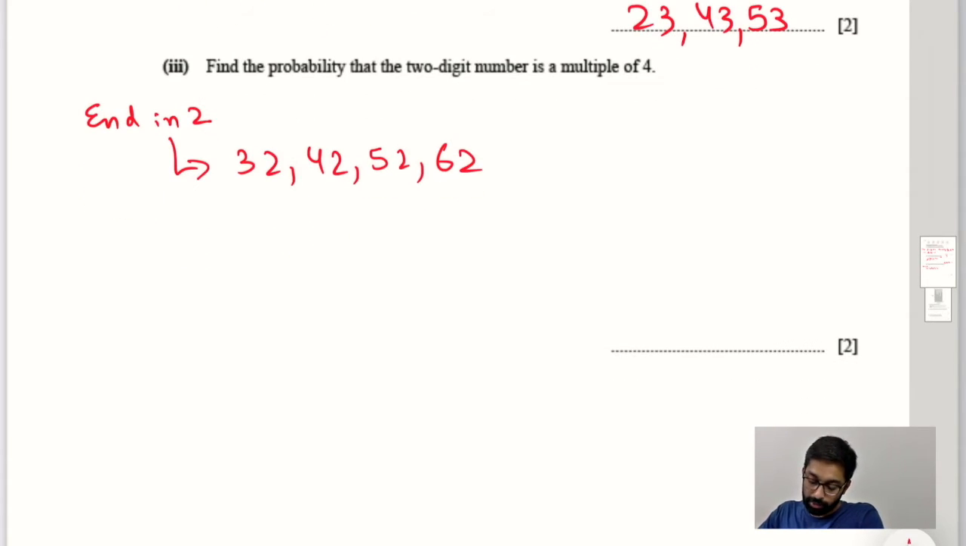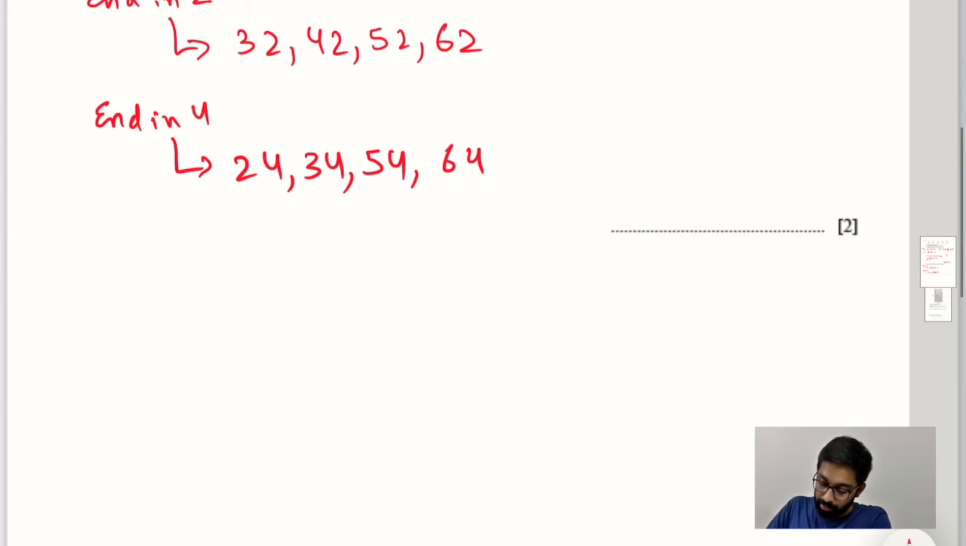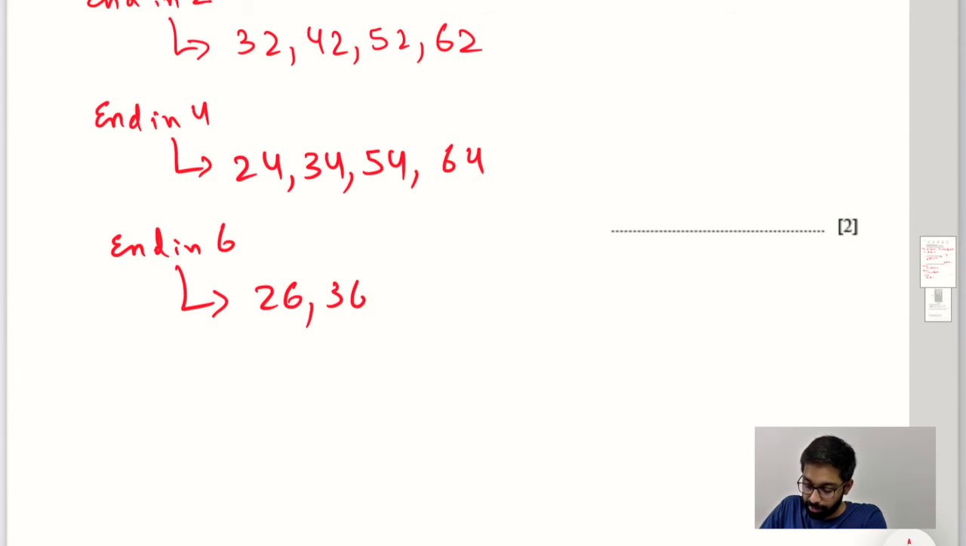Let's write down the numbers that end in 4. The first number that you can make out of these 5 numbers is 24. The next is 34, the one after that is 54 and the one after that is 64. Let's write down the numbers that end in 6. The first number can be 26, the next can be 36, the next 46 and the last one is 56.